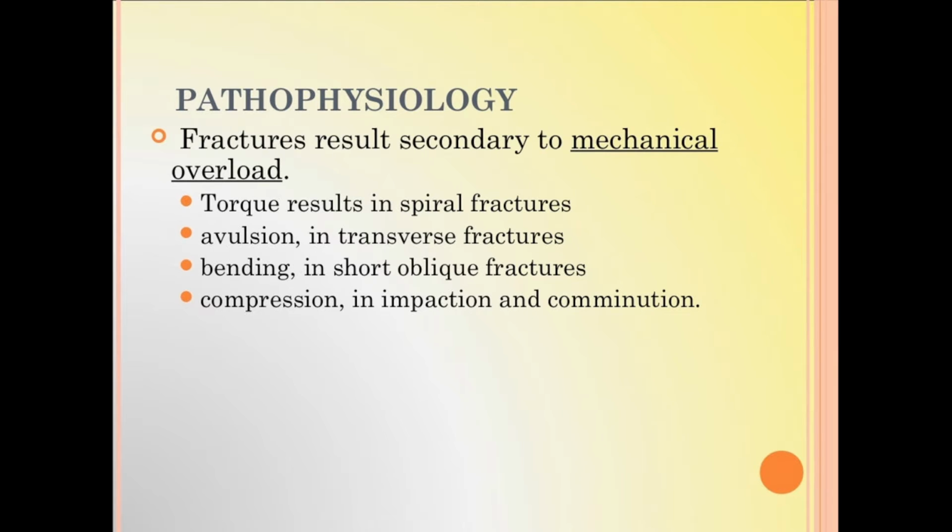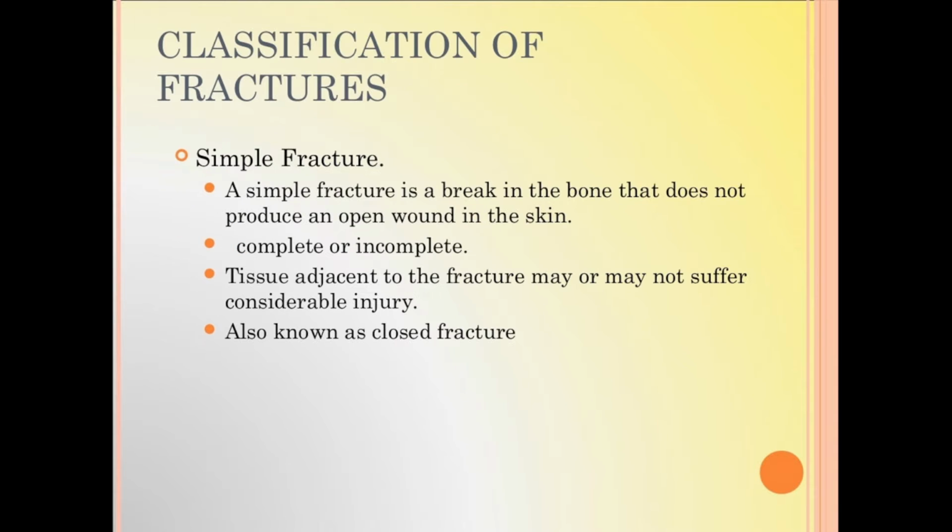Pathophysiology. Fractures result secondary to mechanical overload. Torsion results in spiral fractures, avulsion in transverse fractures, bending in short oblique fractures, compression in impaction and comminution. How about the classification of fractures?